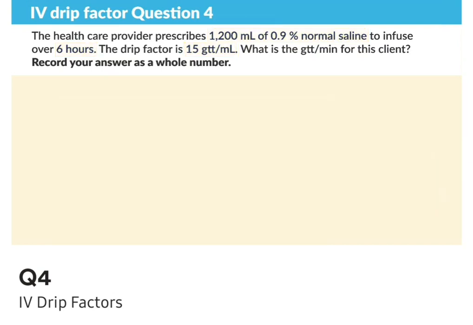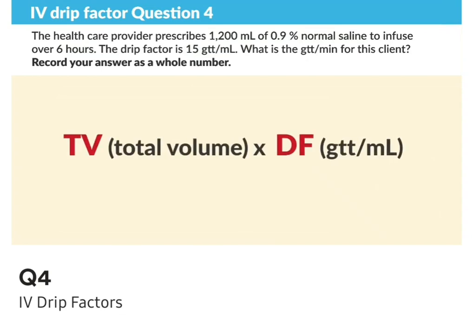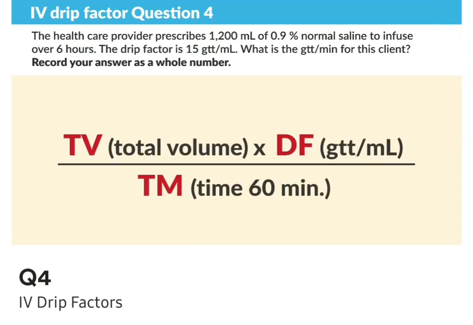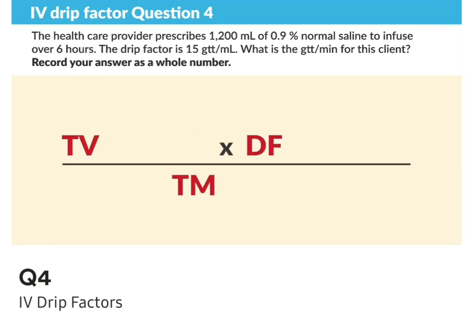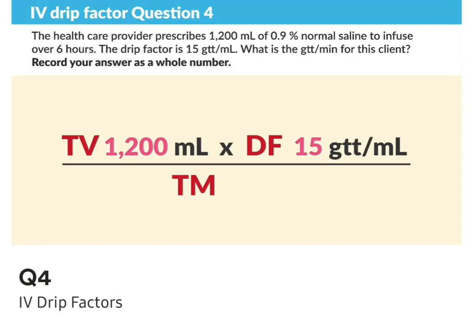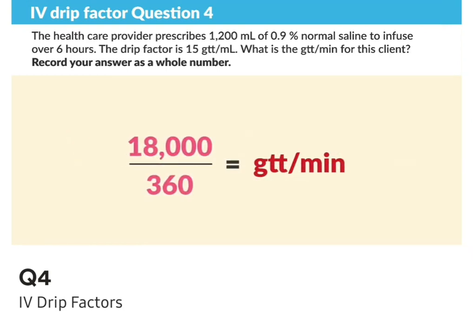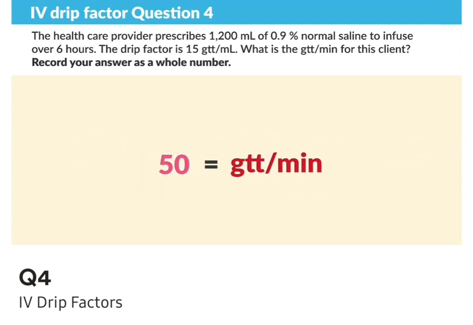Okay, so set up your formula as usual. TV makes you deaf over time, right? So let's plug in the numbers. We know the total volume, that's 1,200. The drips are easy because that's 15, but listen close right here. The time is 6 hours. So we do 60 minutes times the 6, because it's 6 hours, right? So now we can multiply across both top and bottom. We get the numbers 18,000 over 360. Then we simply divide and we get 50, and that's a round number, so the answer is 15 drips per minute.